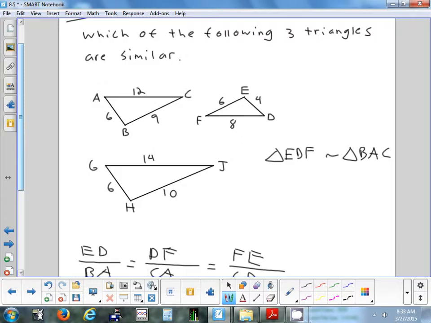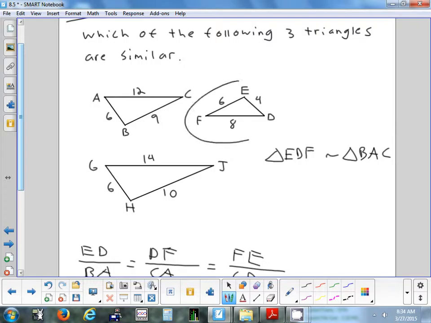You could have also done, another ordering would have been D, E, F, A, B, C. Could have done it that way. All right. And if we look, I don't think there's anything else that's similar. Triangle DEF and GHJ. Those aren't similar. Okay.